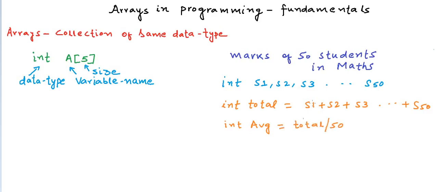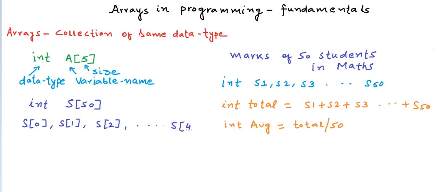But what if we had 500 students or even more? It would be very unmanageable to declare 500 different variables and use them in our statements. So in these cases we declare an array. So let's say we declare an array S with a size 50, and this array is an array of integers. Now in this case also I have 50 different variables, and I access them as S0, S1, S2 and so on. We start at index 0 and we go all the way till index 49.